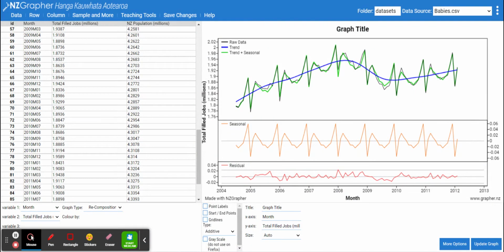Hi Year 13s. In a previous video, we talked a little bit about this graph and what it showed. And in this one, we want to talk a little bit more specifically about the residual panel here.